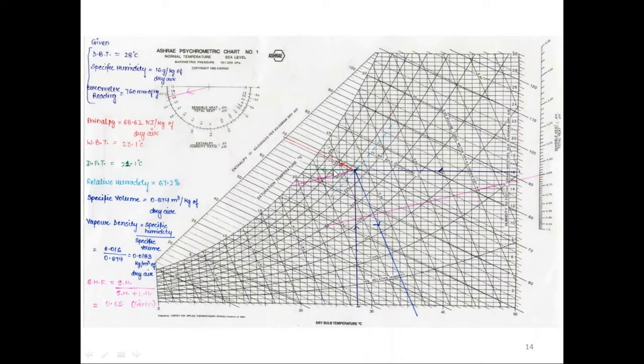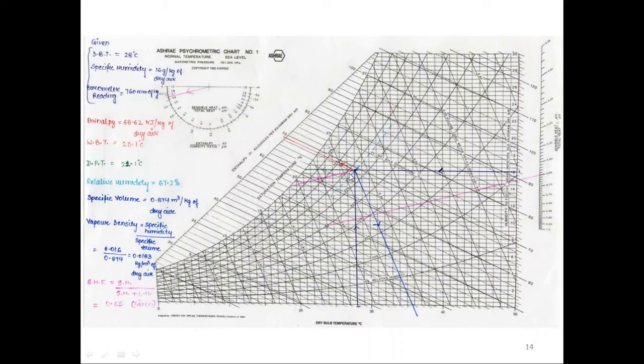Next is dew point temperature. From the given point, draw a line in the horizontal direction towards the left. This will cut somewhere here. Again we have 20, then 21 is this line. So this is between 21 and 22. So we have taken the value as 21.1 degrees Celsius.